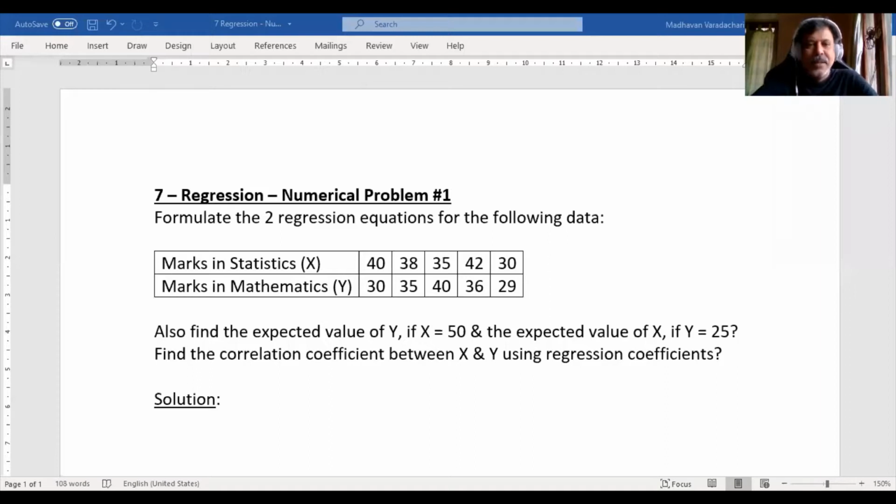Hello everyone. Let us do the first numerical problem in regression. The question here is: formulate the two regression equations for the following data.